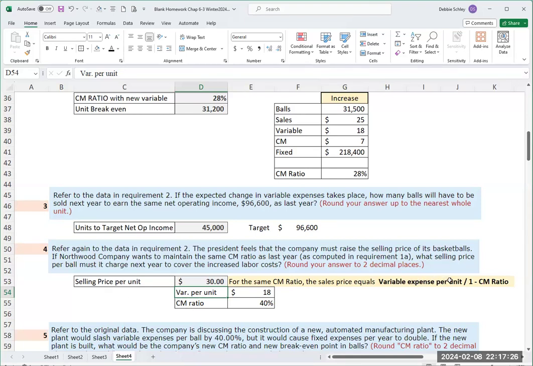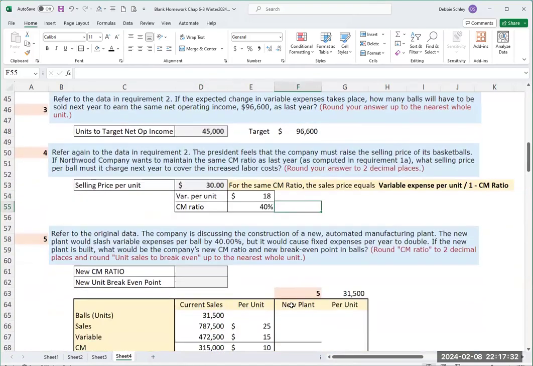So it's the variable expense per unit divided by 1 minus the contribution margin ratio. Okay.